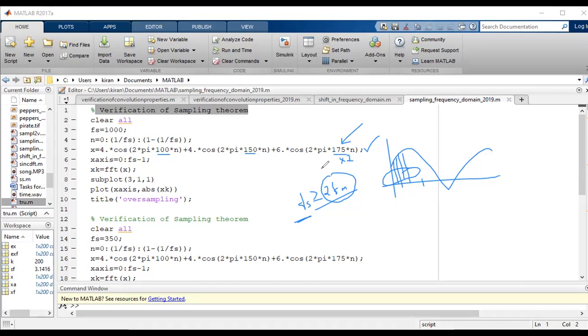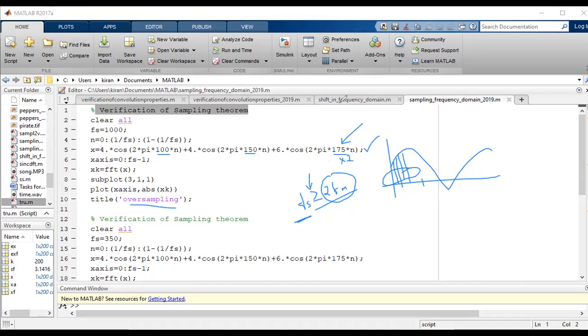But then what happens if you take a smaller number of samples? So there will be two cases. The case where you take a value much greater than twice the maximum signal frequency is called oversampling. It doesn't hurt, but more samples means more memory, more processing time, more bandwidth. So not a good idea though.